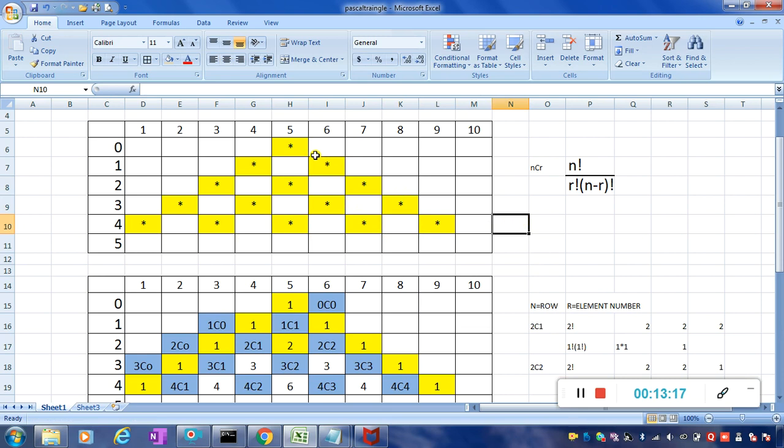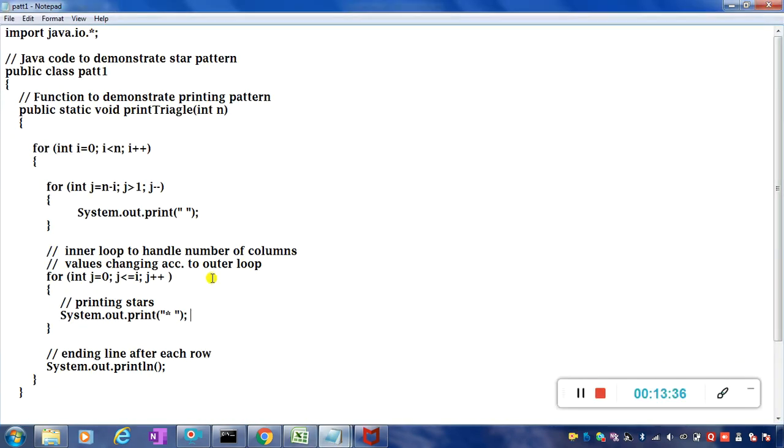We had 3 loops over there. One loop kept a count of the number of rows, one loop kept a count of the number of spaces we want to print, and the other loop was the actual star. So here also we are going to use the 3 loops. Now first I'll just quickly revise with the star pattern.